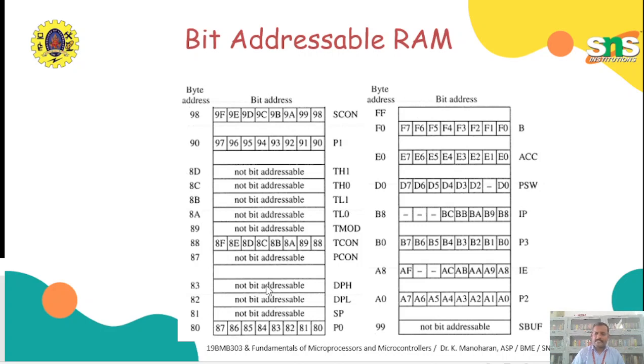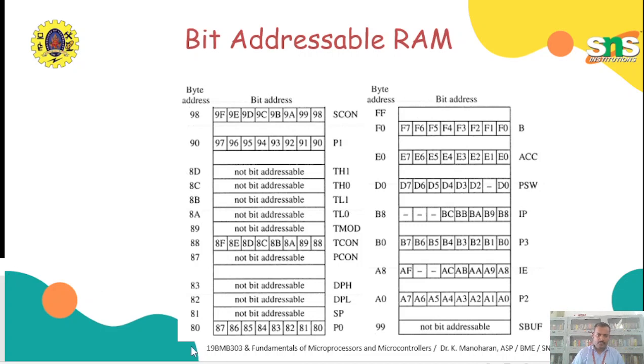So in SFR, some registers are bit addressable, some registers are not bit addressable. So this is bit addressable. Look at this: TCON, P1, SCON will have bit addresses. Like this, DPL, SP are not bit addressable. So this register supports both byte and bit addressing. All the registers have the capacity of byte addressing. Only a few registers have the capacity of both byte and bit addressing.